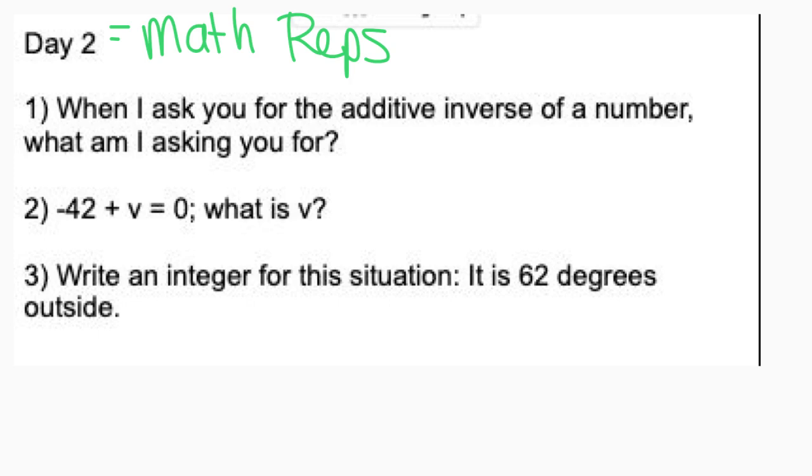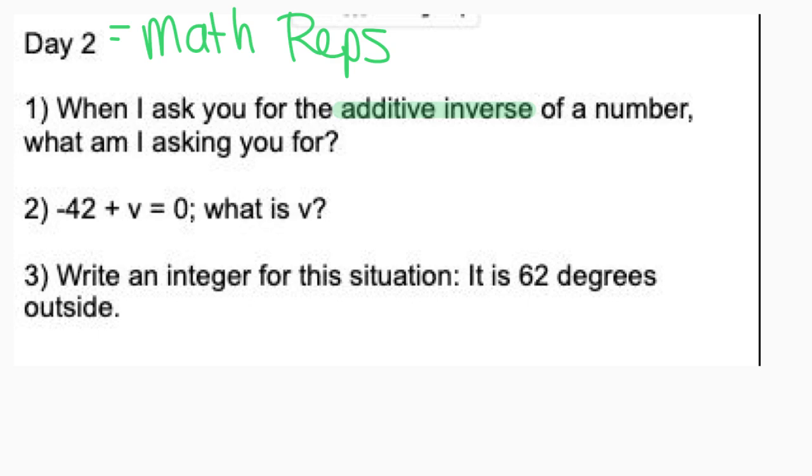All right, here are some hints, tips, and advice. So question number 1, when I ask you for the additive inverse of a number, what am I asking you for? You have 2 places that you can look for this. You have page 6, which is your vocabulary page, or there is a word wall in the back of my classroom. You're looking for the card that talks about additive inverse.